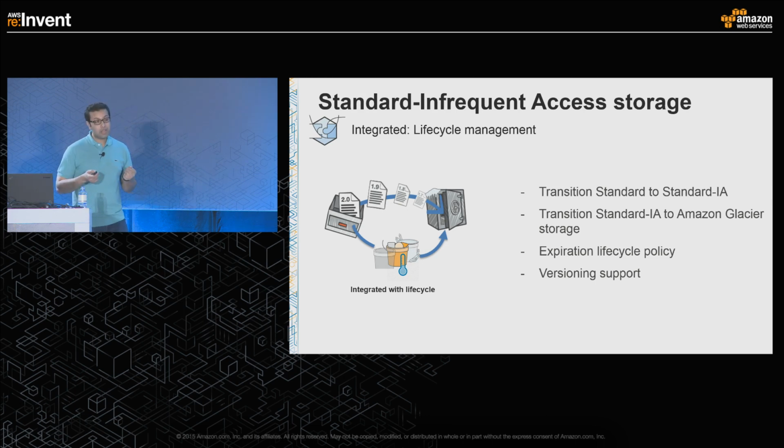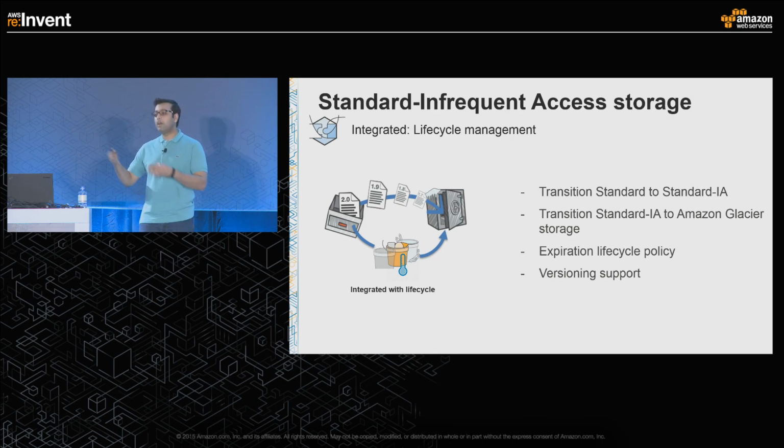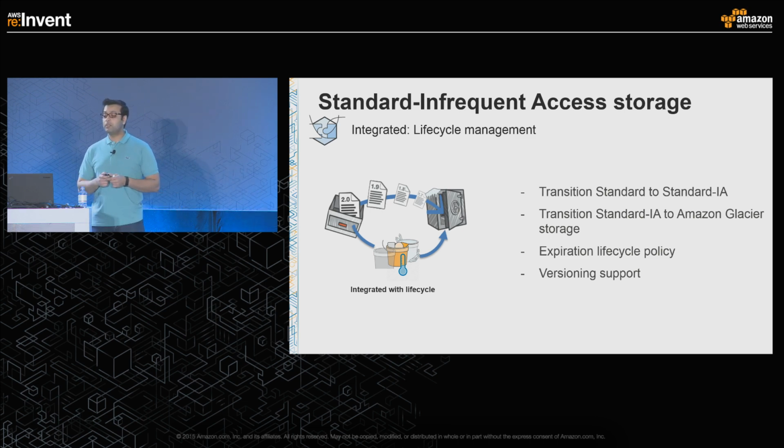We also have expiration lifecycle policies that you can use in tandem with versioning, for instance. So you could enable versioning on a bucket and then write a lifecycle policy to expire objects that are a year old or whatever time makes sense for you, so that you don't immediately remove objects by mistake and you can always recover those. You sort of have a recycle bin functionality there. And of course, you can use this with standard infrequent access as well.